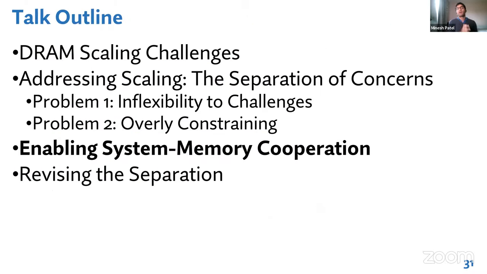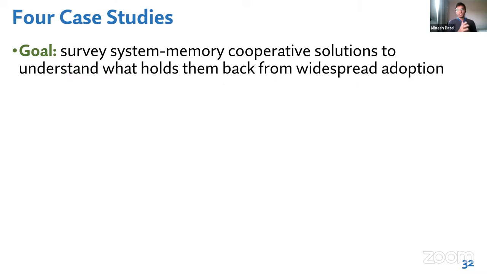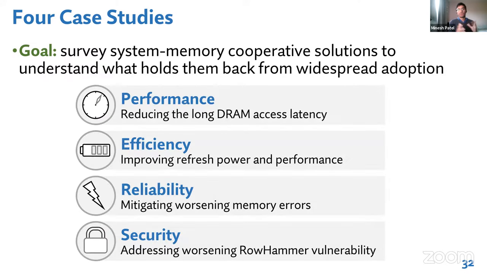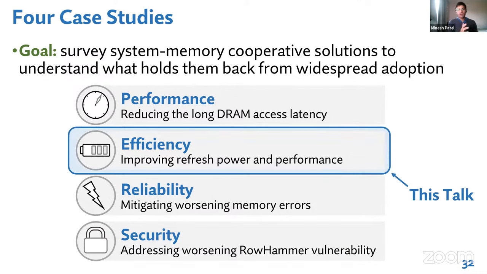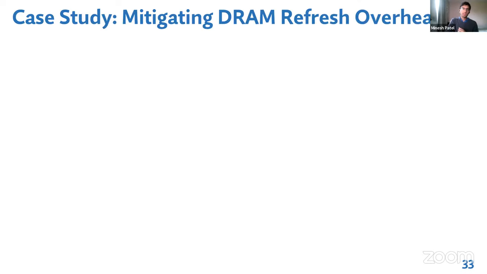So now I'll talk about how we can enable system memory cooperation going forward. To study this, we do a survey of system memory cooperative solutions to try and understand what's actually holding them back from achieving widespread adoption. Here I'm showing again these four key DRAM scaling challenges that I mentioned at the beginning of my talk, and I'll focus a bit on the efficiency angle. The paper contains the information about the rest of these case studies. I'll talk about efficiency just to give an example of what I'm talking about. Here we do a case study of mitigating DRAM refresh overheads.